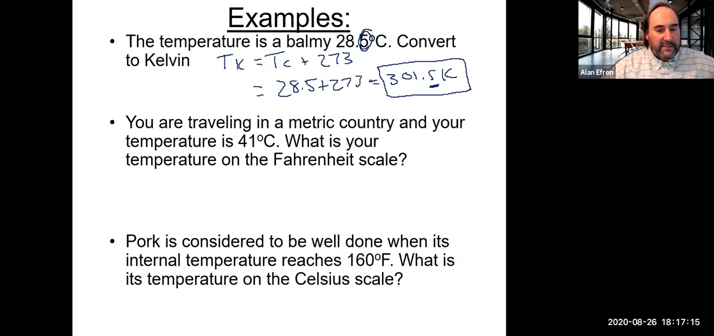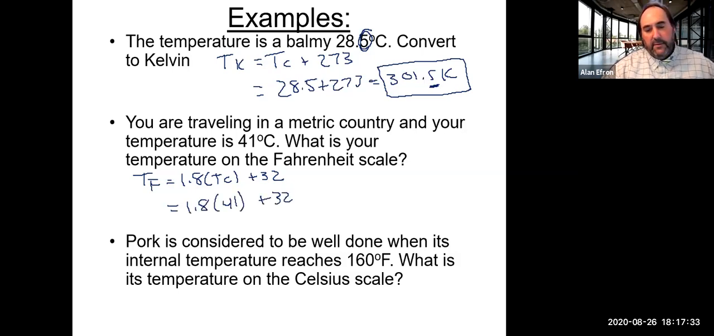Here we're going from Celsius to Fahrenheit. So the temperature in Fahrenheit is 1.8 times the temperature in Celsius plus 32. That means that we go 1.8 times 41 plus 32. And if you do that, you do end up with 105.8 degrees Fahrenheit. Is this the right answer in terms of sig figs, though?